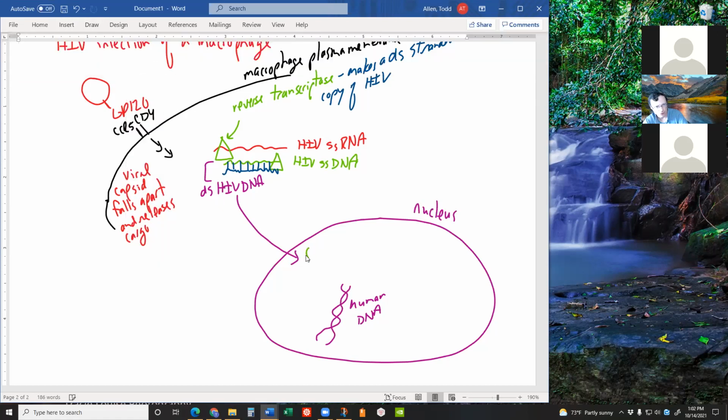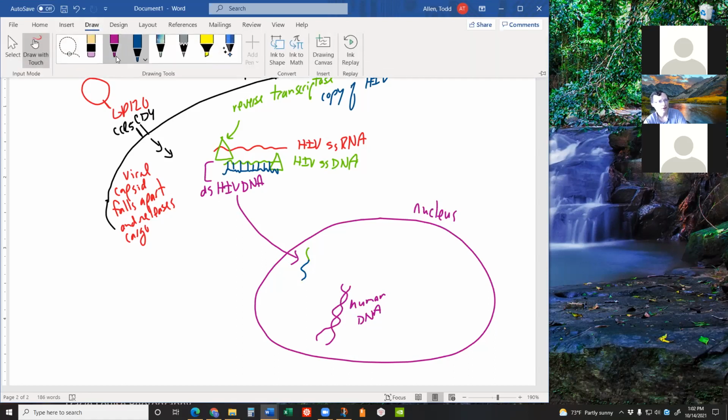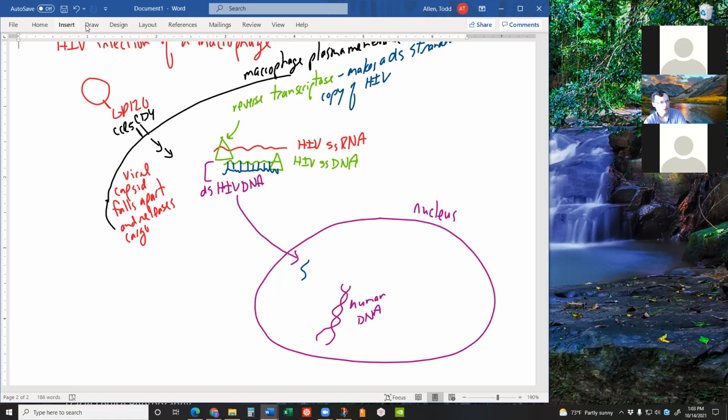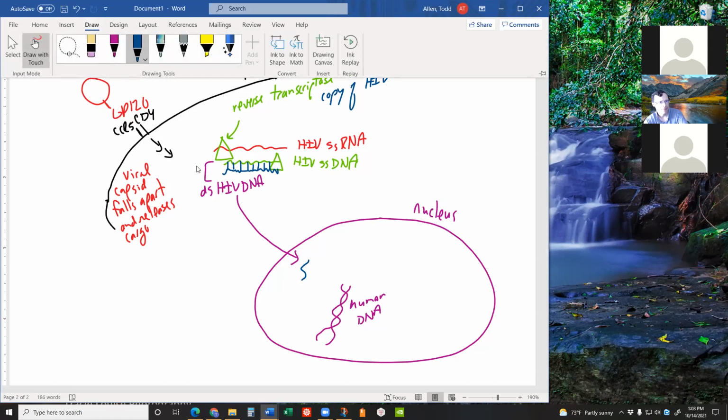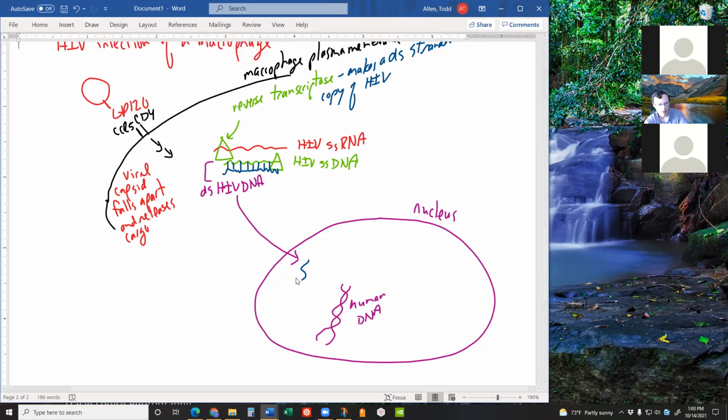Oh, come on. Well, I'll stick with green since the computer wants me to use green. Oh dear. Okay. Be nice if technology would be helpful. All right. So we have a little snippet here of HIV DNA.